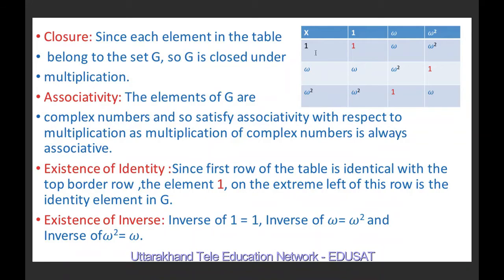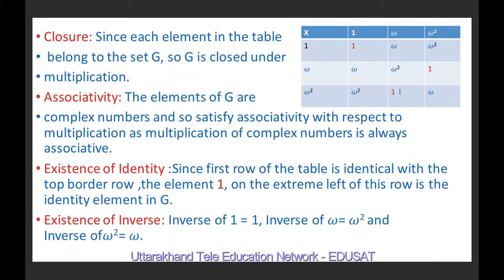So here, in the first row, the element above 1 is 1. The element on the left of 1 in the left border row is 1. So it means the inverse of 1 is 1. In the second row, the element above 1 in the top border row is omega square. The element in the left border row of 1 is omega. It means the inverse of omega is omega square.